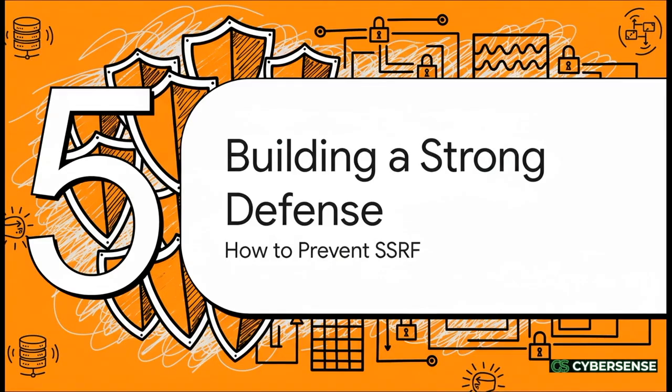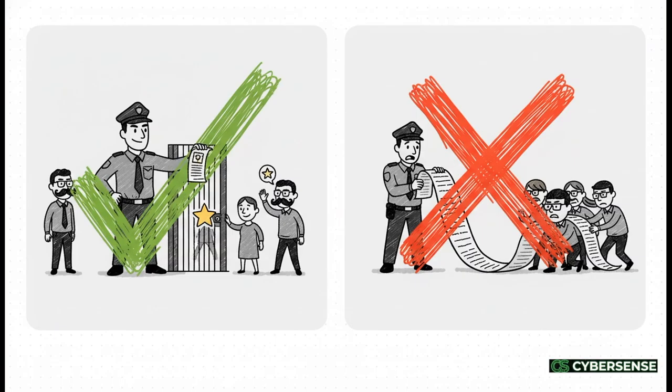Okay, so that's the scary part. How do we stop this from happening to us? Let's switch gears and talk about building a solid, layered defense against SSRF. When it comes to defense, your strategy is everything. Trying to build a block list, a list of bad places the server can't go, is a fool's errand. Attackers are just too clever. They'll always find a creative way around it.